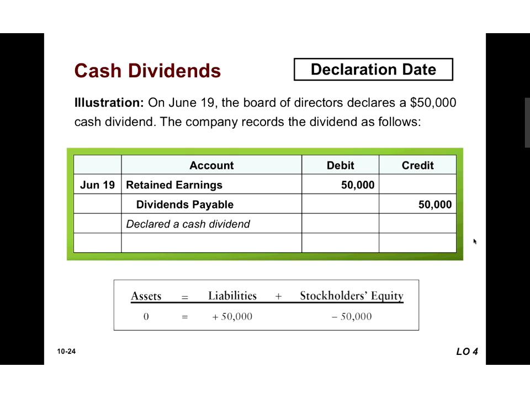Okay, so some examples here. When we declare a dividend, you need to know the journal entries on the 2 dates and what happens on those 2 dates. So the date of declaration. We have this example: June 19th, the Board of Directors declares a $50,000 cash dividend. On the date of declaration, the entry will be to reduce retained earnings. We're going to debit retained earnings, and we're going to credit dividends payable, that liability. The date we declare it, we have a liability, and we're reducing retained earnings. So we're increasing liabilities and decreasing stockholders' equity.